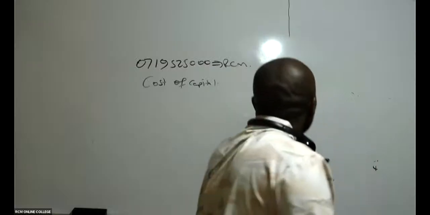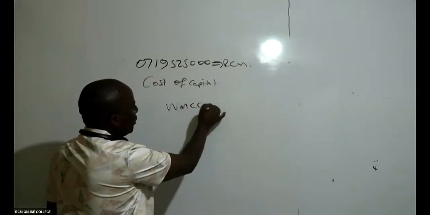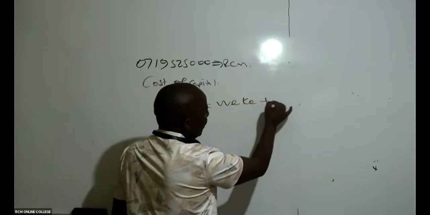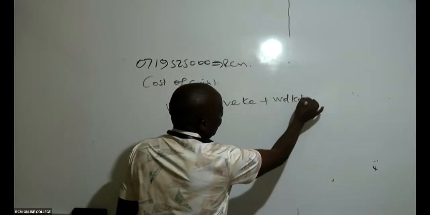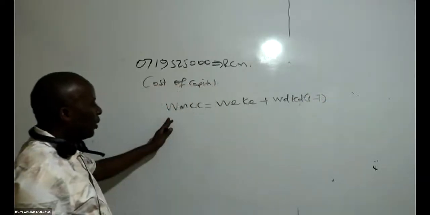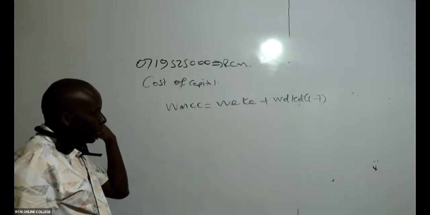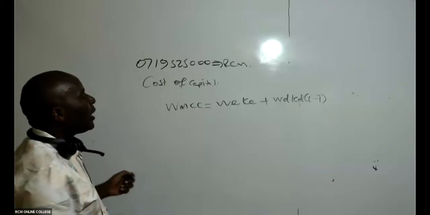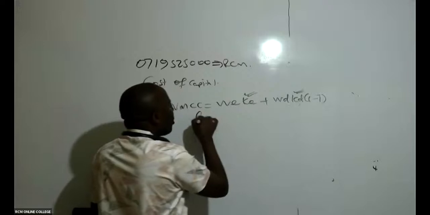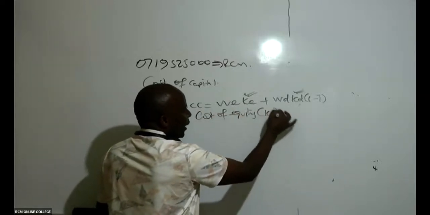Because we know, in this particular case, to get our WMCC, I will take the weight of equity times the cost of equity, plus the weight of debt times the cost of debt times (1 minus T). The same formula would have been applicable if we had WACC. So the first thing that I need to do is to compute these items here. Come and give us the cost of equity.